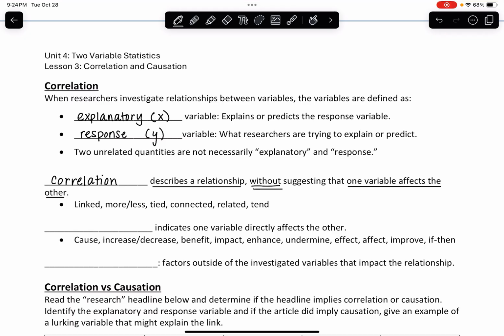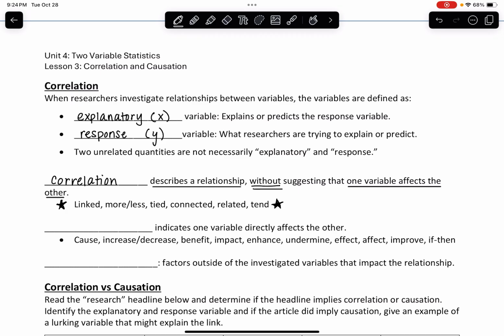So when we're looking at research headlines or we're looking for a suggestion that it's correlated, these are the vocab words that we're looking for. If the explanatory and response are linked, if they are tied, if they tend to cause a change, that's a correlation. So when you see these vocab words, we're specifically identifying a correlation between two variables.